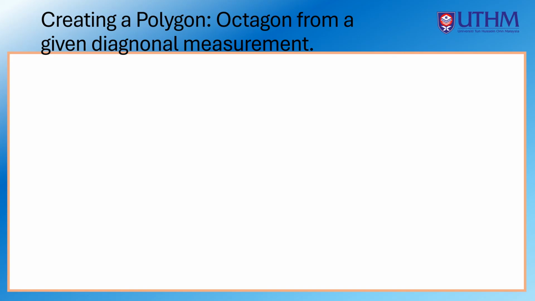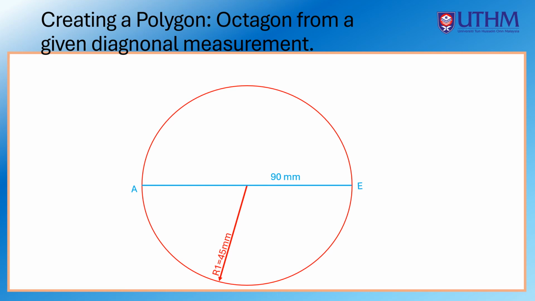Now we go to the next method of creating a polygon. In this slide, we want to create an octagon. A straight line AE, which is equal to 90 mm in length, is constructed. A circle is constructed using the diagonal measurement given, which is a radius equal to 45 mm. Then a vertical line to AE, which is CG, is drawn using the method explained before.